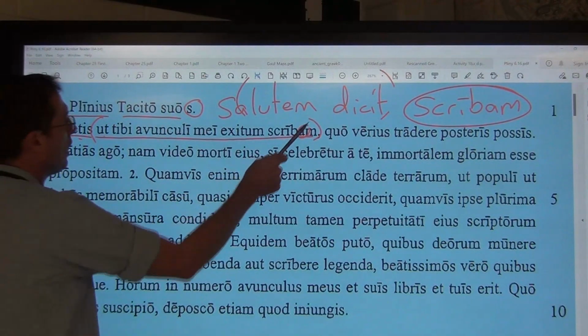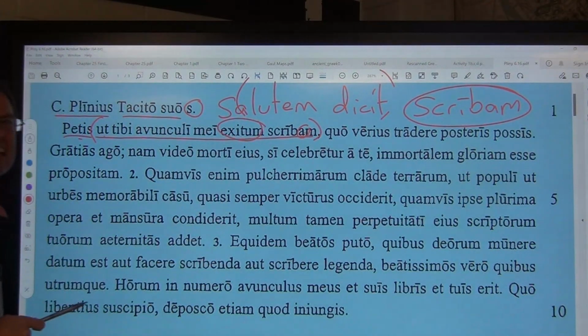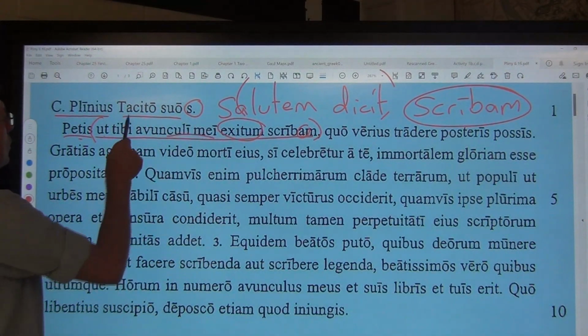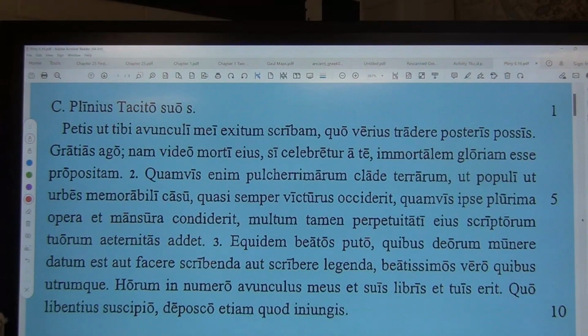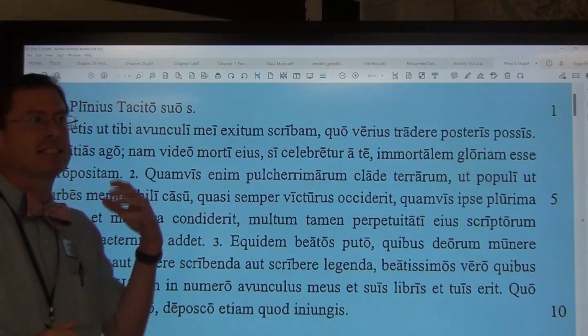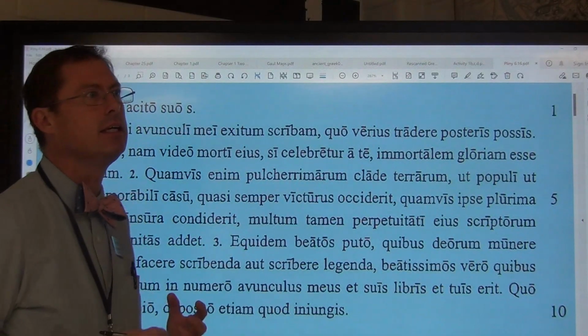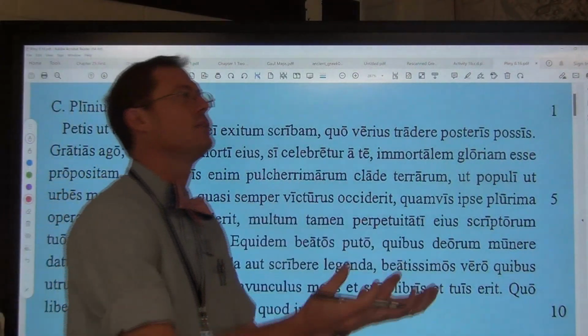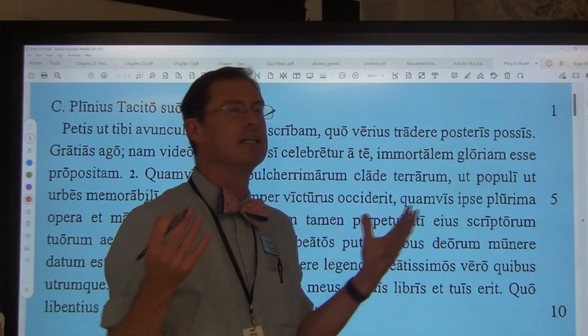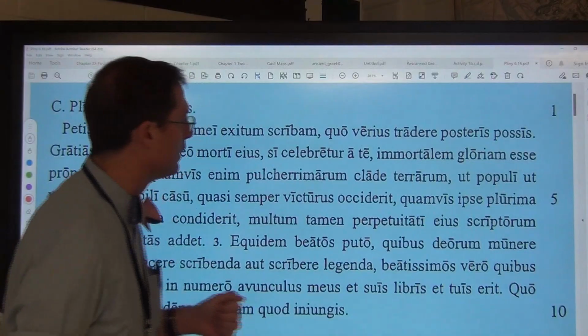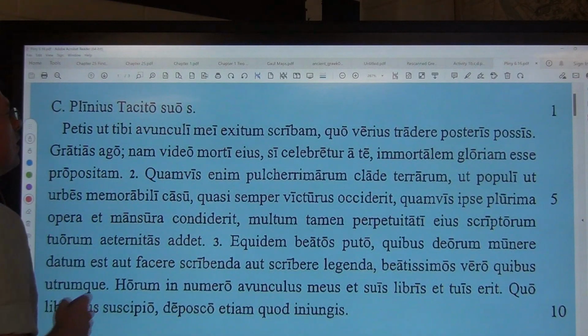That I write the exitus, i.e. the death of my uncle, to you. And so therefore we learn right off the bat, in the very first two clauses, that Tacitus has requested that he, Pliny, his friend, write to him about the death of his uncle, so that Tacitus then can obviously write it up in a formal history. This is merely a letter from one friend to the other.